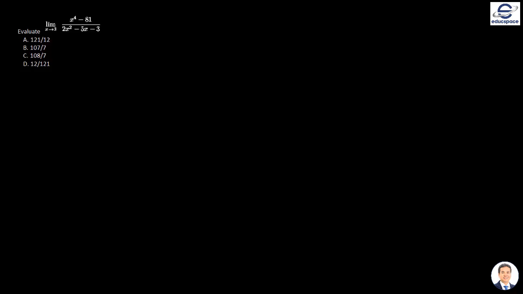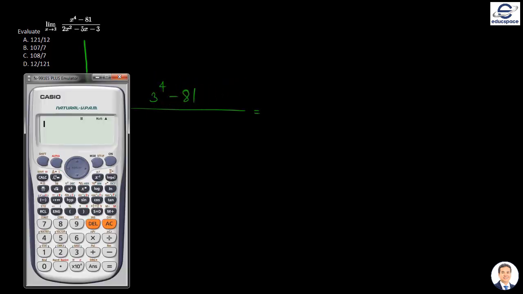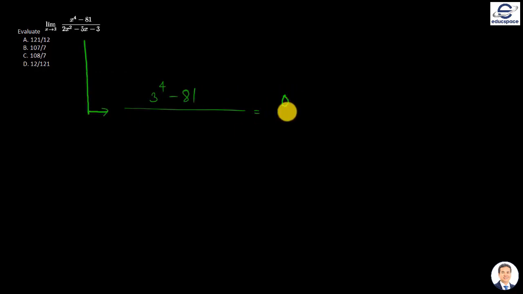Evaluate the limit of x approaching 3, wherein the expression is (x^4 - 81) over (2x^2 - 5x - 3). So let's first have a test. If we substitute directly the value of the limit, here we have 3 raised to 4 minus 81. Using our calculator, 3 raised to 4 minus 81, equal sign. So basically we have 0, which is still fine.